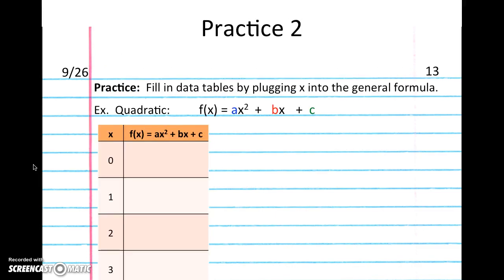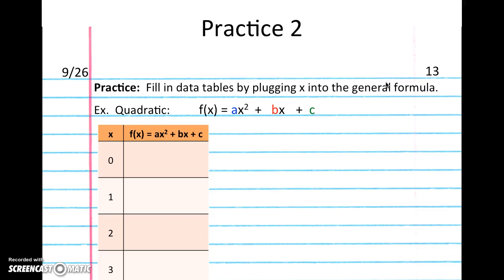All right, the next part of the video is to practice filling in data tables by plugging values of x into the general formula. So for this, we have this quadratic, and what we're going to do is fill out this data table here by plugging in our x values into the general formula. This is very helpful for us because this is what we're going to be doing to find a, b, and c, the coefficients for these polynomials, as we try to write the formula from the data table. So now you're seeing the link between the data table and the formula.